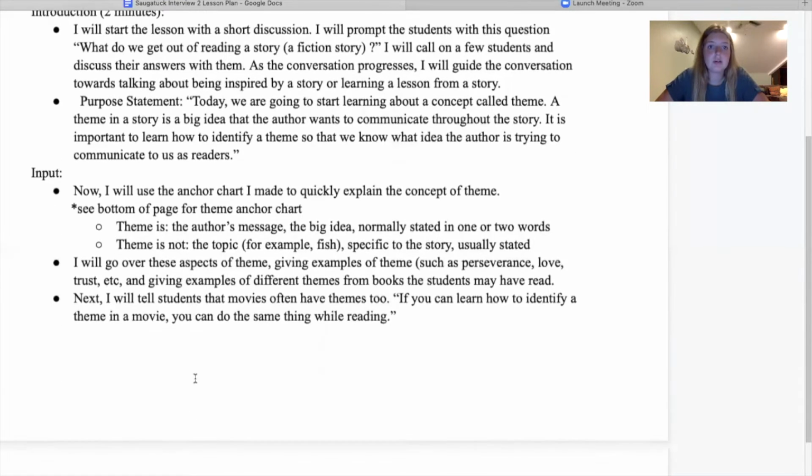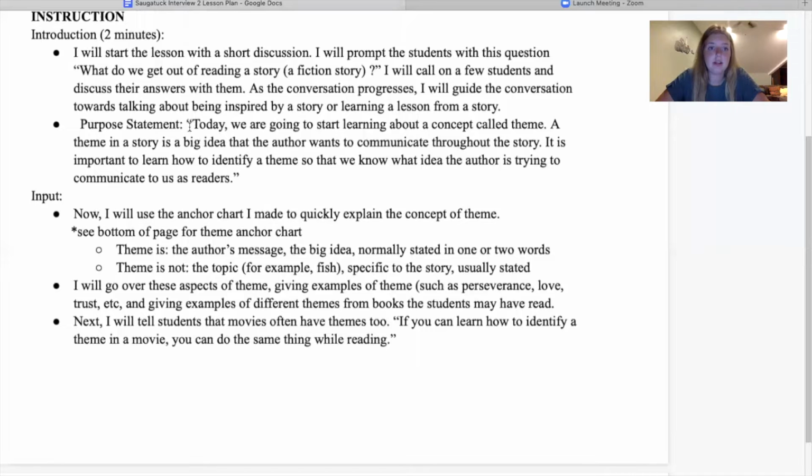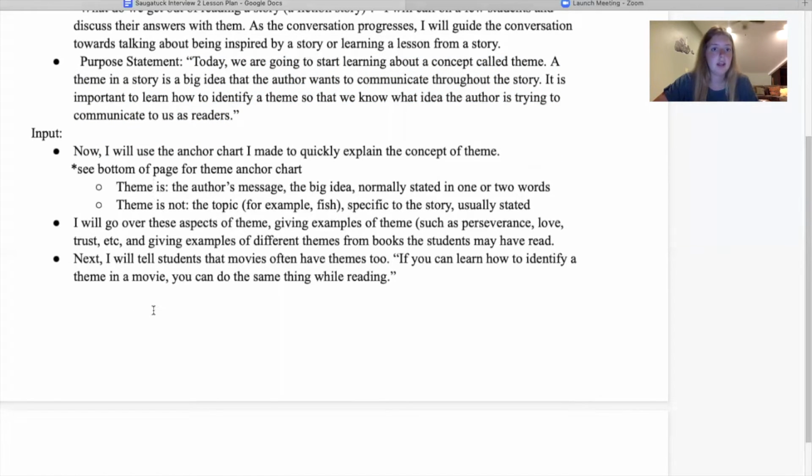After that short discussion, I would give the purpose statement, which I have highlighted right here. I would say, today we are going to start learning about a concept called theme. A theme in a story is a big idea that the author wants to communicate throughout the story. It is important to learn how to identify a theme so that we know what idea the author is trying to communicate to us as readers. After that introduction, I would start the lesson.